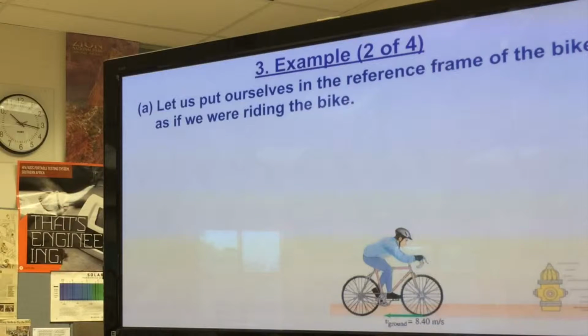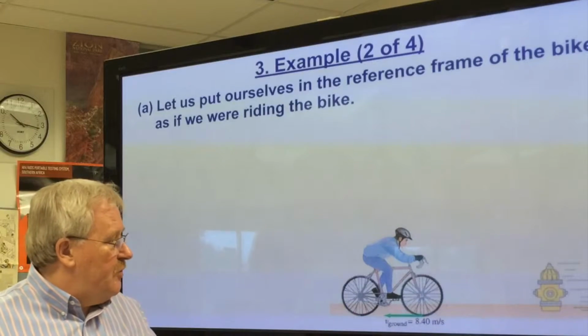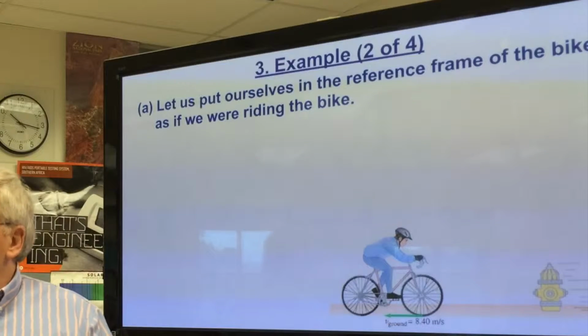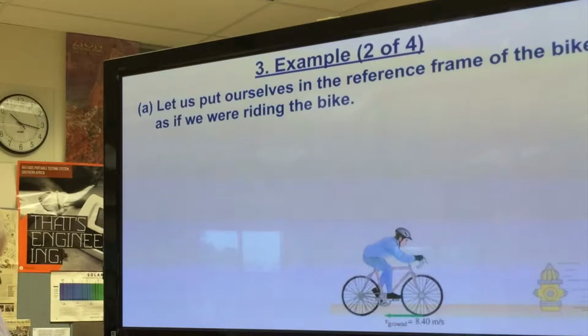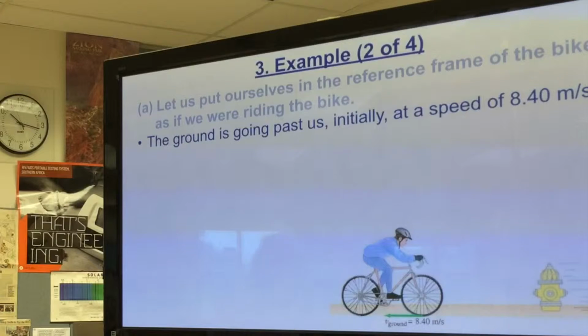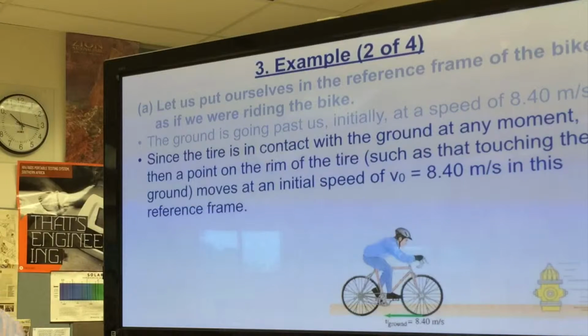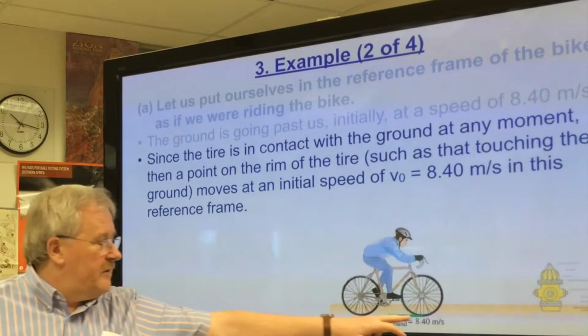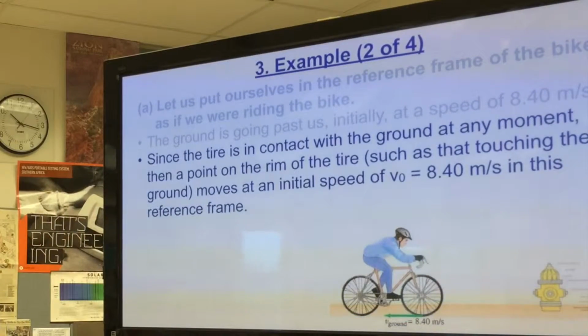So putting ourselves in the reference frame of the bike, as if we were riding the bike, this is now the situation. That is, the ground is going away underneath us at 8.4 meters per second. Since the tyre is in contact with the ground at any moment, a point on the rim of the tyre, like this one touching the ground here, moves at an initial speed of 8.4 meters per second.